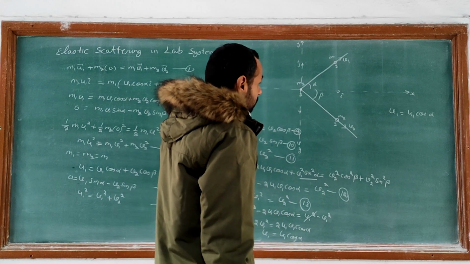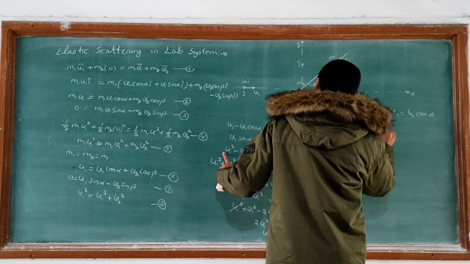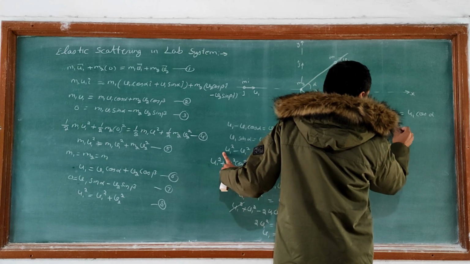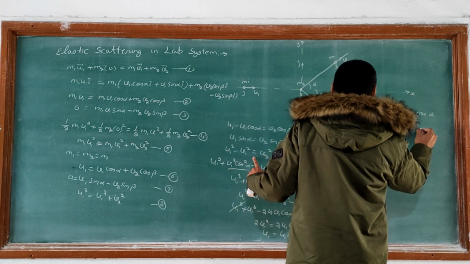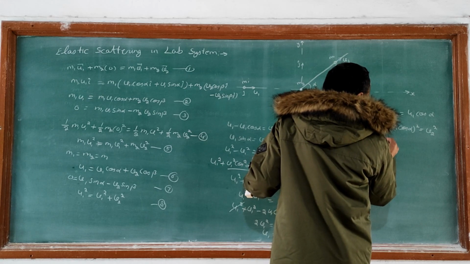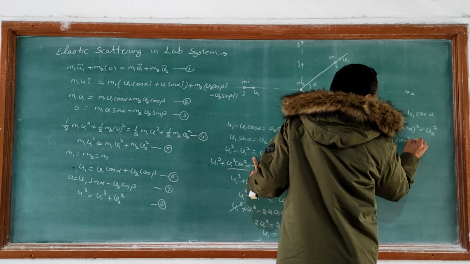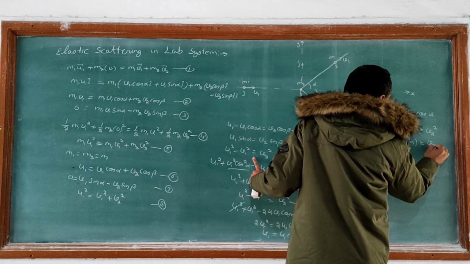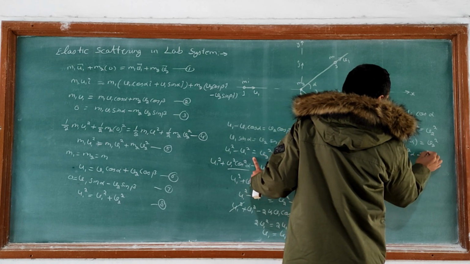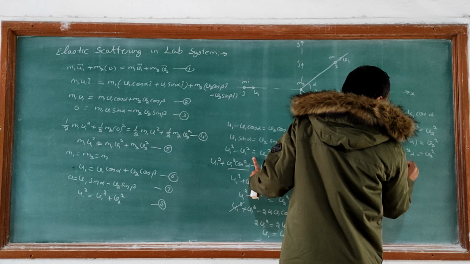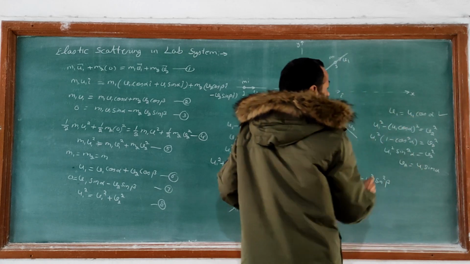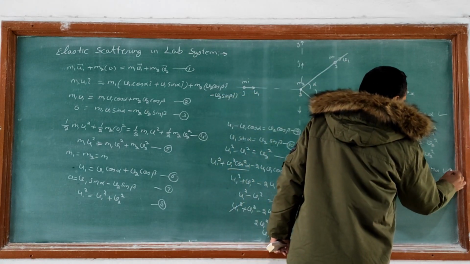Now from equation 11 we have u1 square minus v1 square equal to v2 square. We will substitute v1 as u1 cos alpha. So from here we get u1 square common, 1 minus cos square alpha equal to v2 square. So it is u1 square sin square alpha is equal to v2 square. From here we have v2 equal to u1 sin alpha. So we have two expressions, v1 equal to u1 cos alpha and v2 equal to u1 sin alpha.